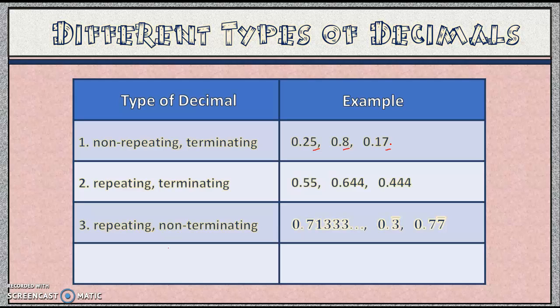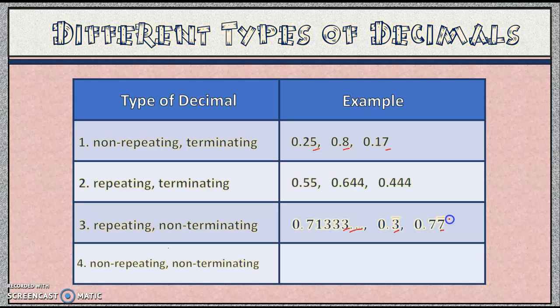So first is 0.71333. There is a repeating digit which is 3 and it doesn't end. So 0.3 with bar above. The repeated digit is 3 and it doesn't end. Next, 0.77 with bar above. The repeated digit is 7 and again it never ends.